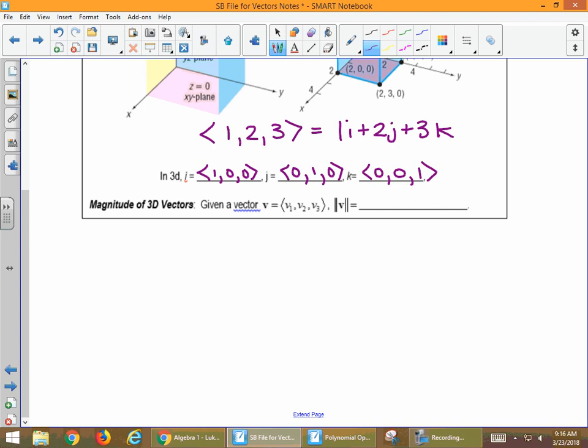So magnitude, the nice thing about magnitude is it's still square root of the squares. You just have to square all 3. Still square root of the squares. So it's nice, all of these things are going to be consistent. When we learn dot products, we're going to learn it for 2-dimensional and 3-dimensional vectors all together because the process is the same.